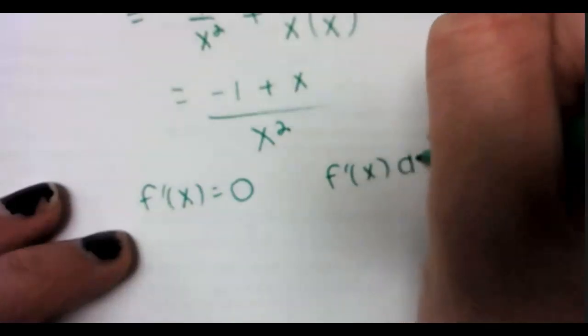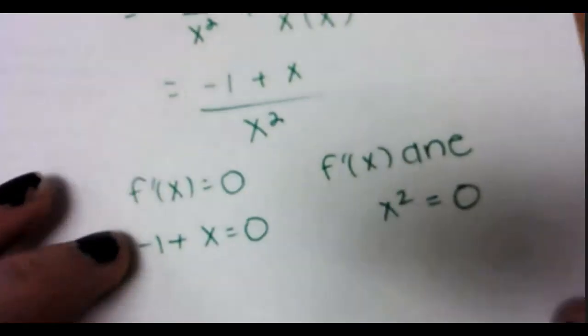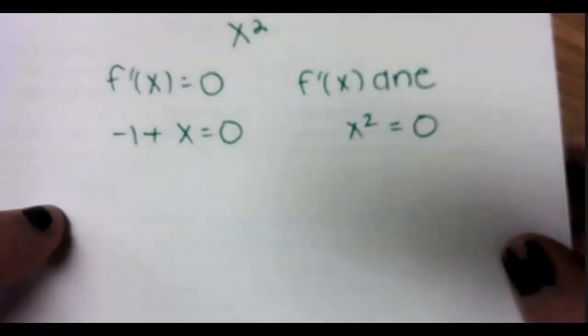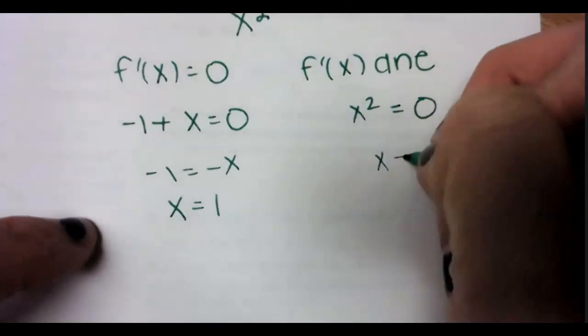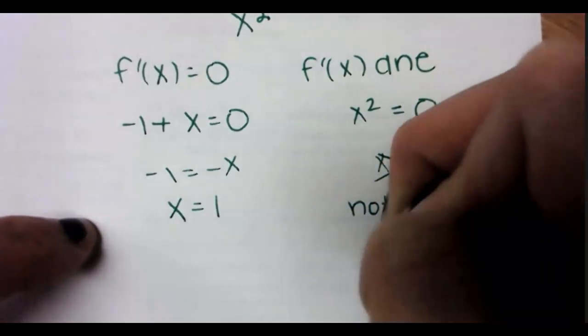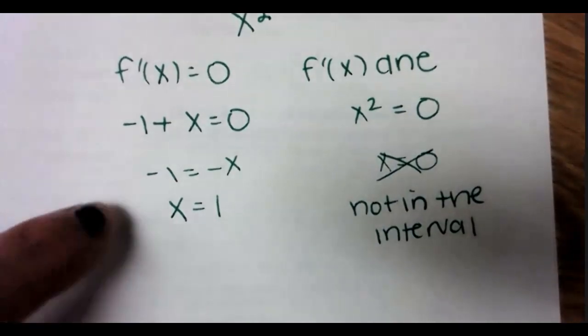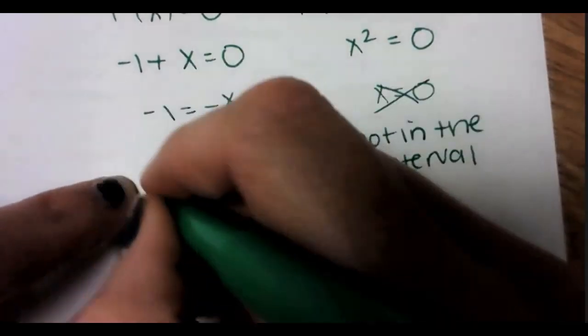And then you have to look at, okay, when does f prime of x equal 0, or f prime of x does not exist. So it equals 0 when the numerator equals 0, and it does not exist when the denominator equals 0. So I get negative 1 equals negative x, or x equals 1. And then over here I get x equals 0. Well, that's not in the interval, so I can just toss that out. So then I use x equals 1, and I use my endpoints.